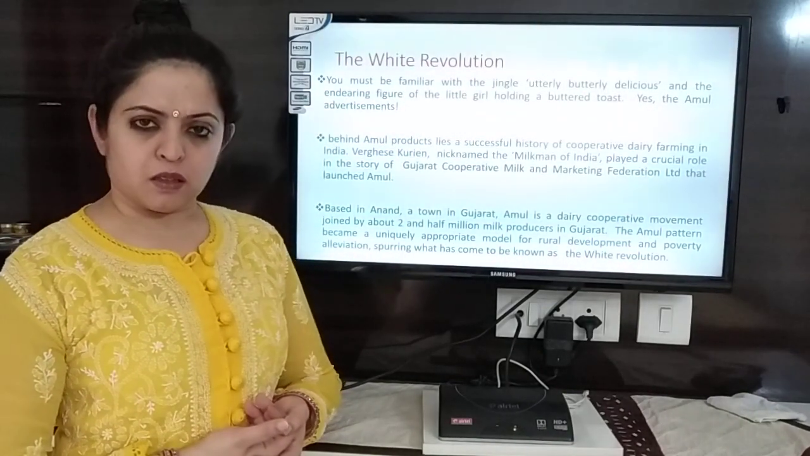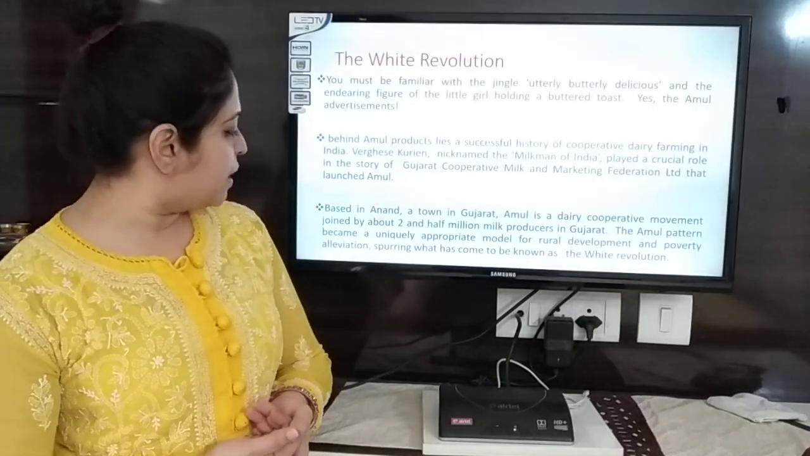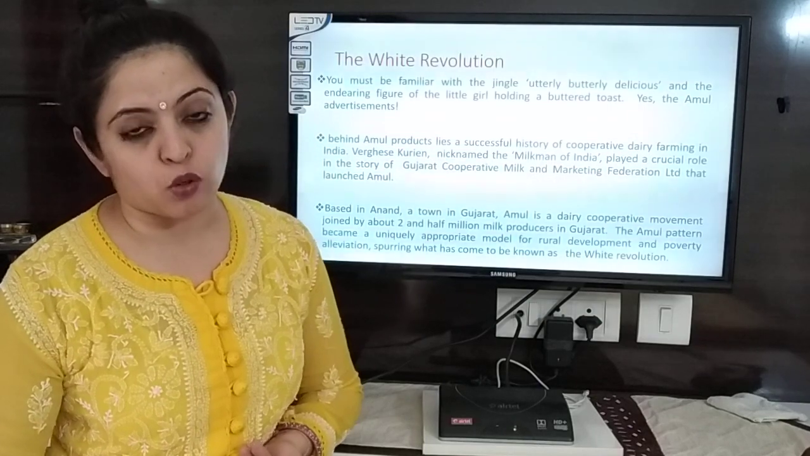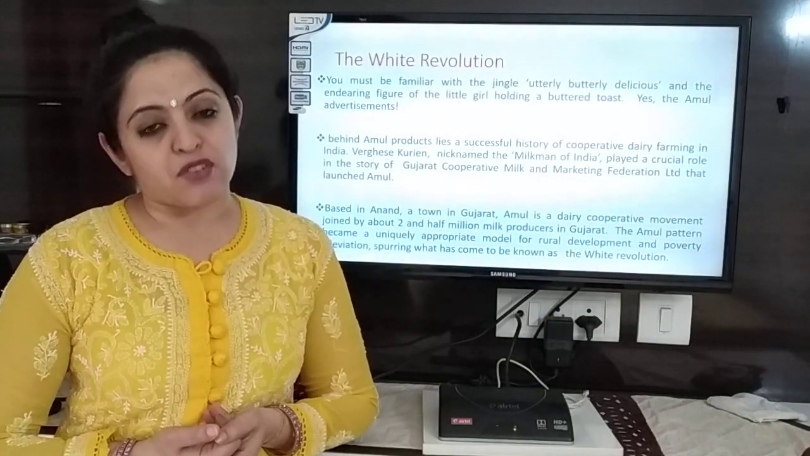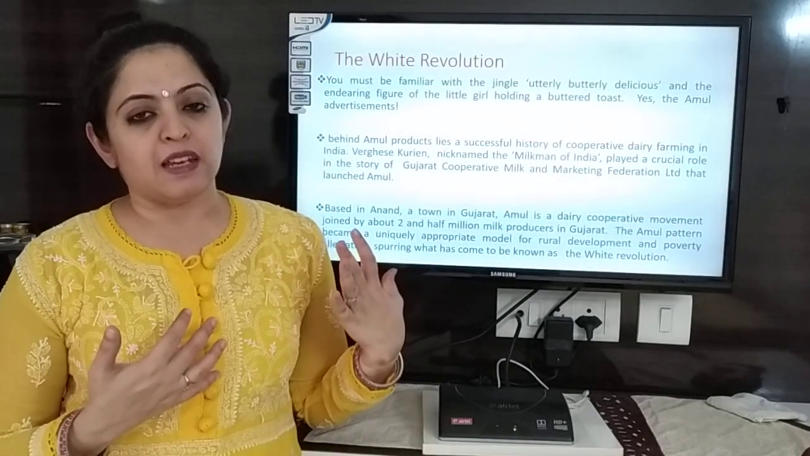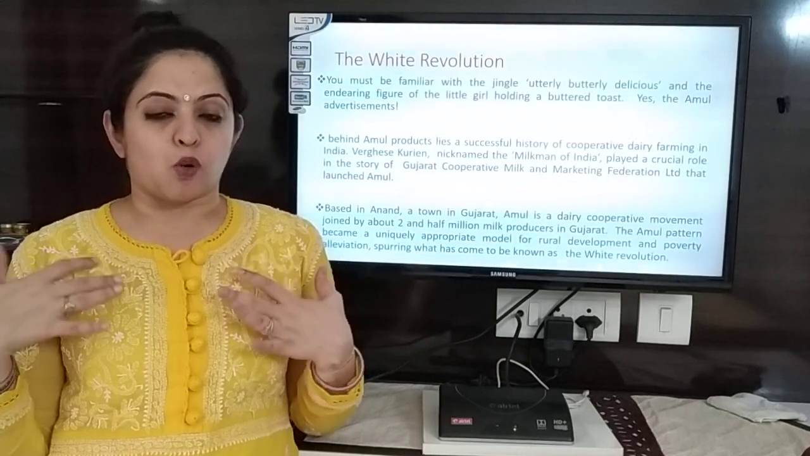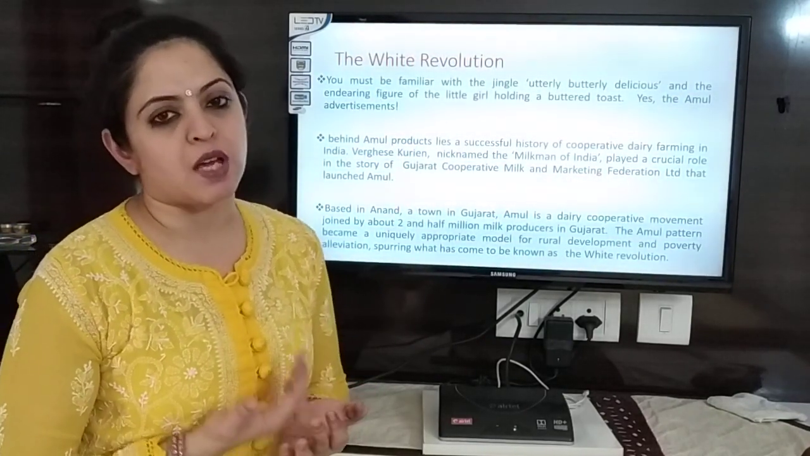Based in Anand, a town in Gujarat, Amul is a dairy cooperative movement joined by about 2.5 million milk producers in Gujarat. You will be amazed to know that our country was called as milk deficient, but with this initiative from him, by his side, the quantity of the milk doubled up in the country, and it became so prosperous in the dairy products.